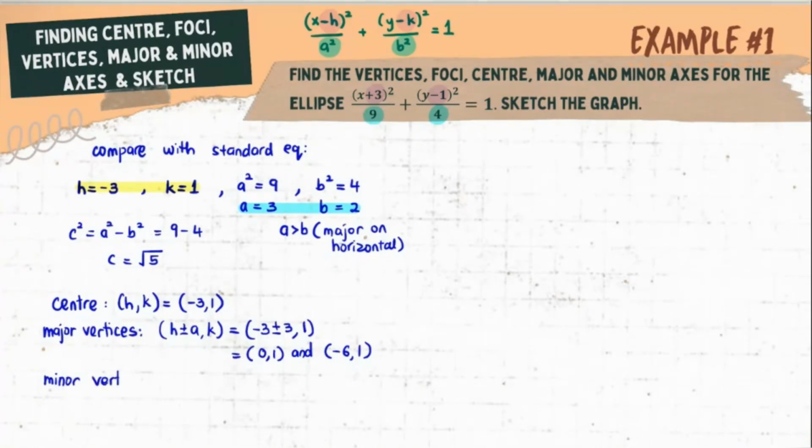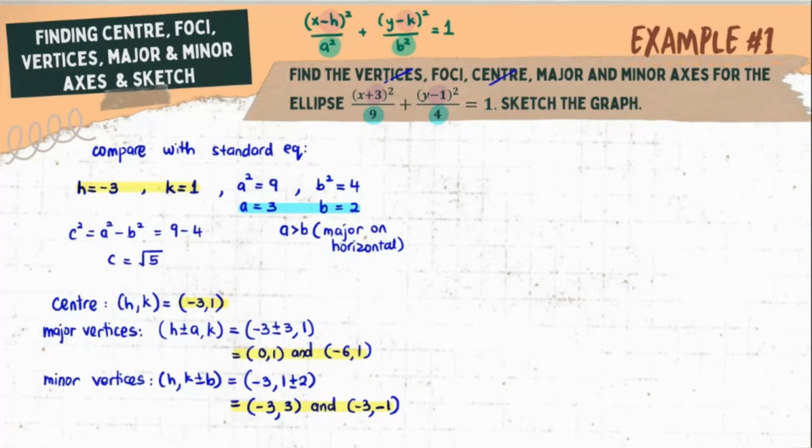Minor vertices, kita gunakan opposite lah, which is the length of B. So dia akan jadi H, K plus minus B. So negative 3, 1 plus minus 2. And the answer here will be negative 3, 1 plus 2 is 3, and negative 3, 1 minus 2 is negative 1. Okay, so ini adalah untuk major vertices, minor vertices dan juga center. Sebelum itu, kita dah ada vertices, kita dah dapatkan center.